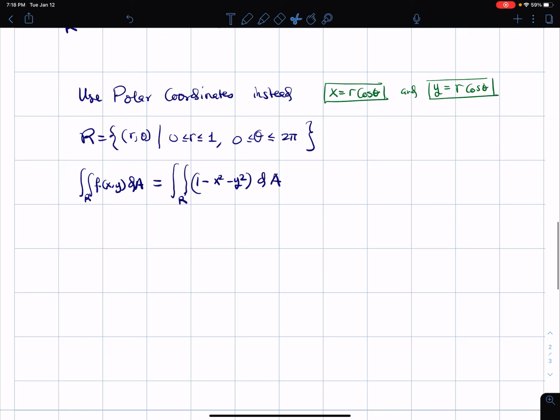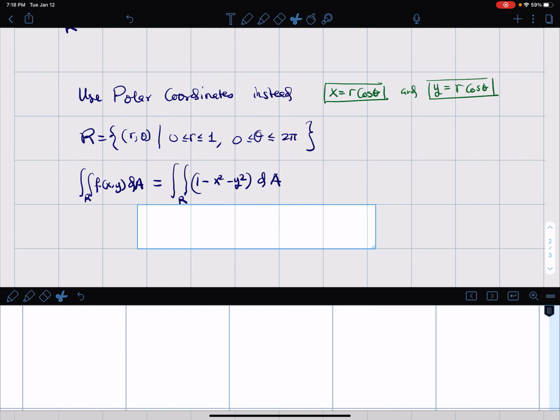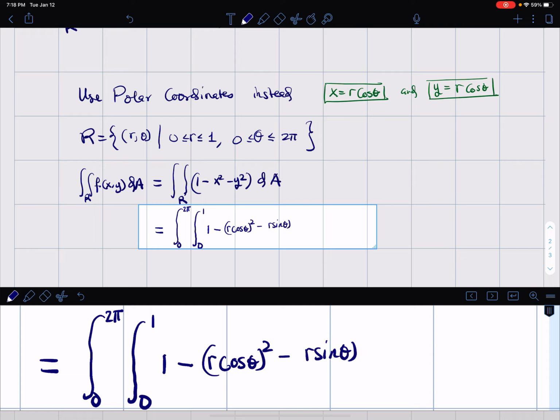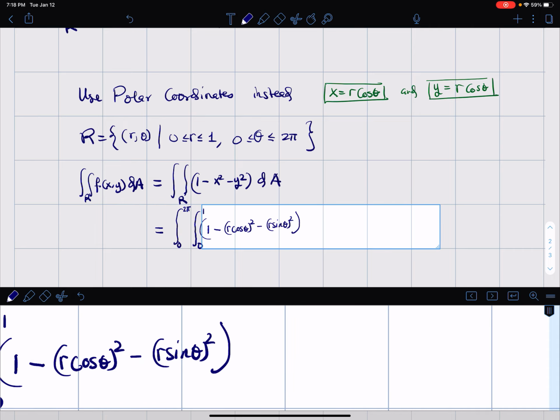Okay, now, our polar region, we can change this to polar. We deal with the r first. R goes from 0 to 1, and theta goes from 0 to 2 pi. And then we have 1 minus x squared, which is r cosine theta squared, minus r sine theta squared. And then we have dr d theta, but don't forget the extra r.